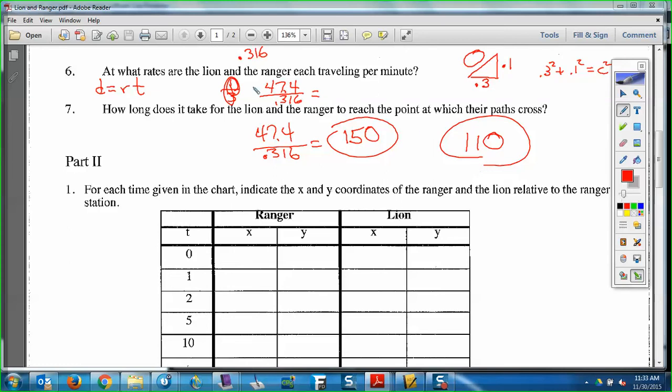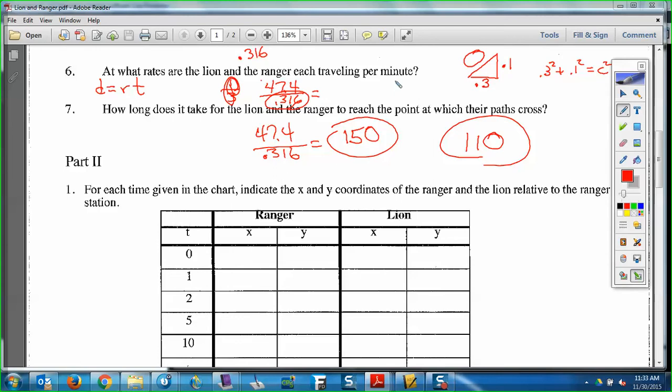Okay, what were the rates up here? This was 47.4 miles per minute, and then the Ranger was... Oh, yeah, I'm sorry. This is what happens when I try to get through this in a hurry. It ends up taking longer. 0.316 miles per minute, and the Ranger was 0.7 something miles per minute. So he's walking faster, right? Because he's going 0.5 and 0.6 every minute, and the Lion only going 0.1 and 0.3.